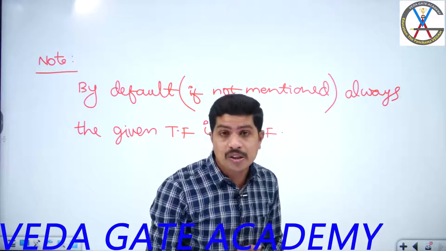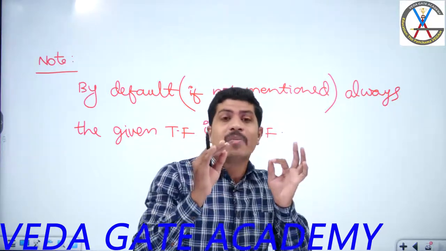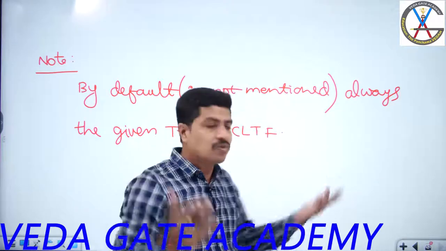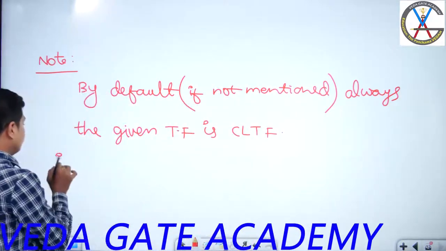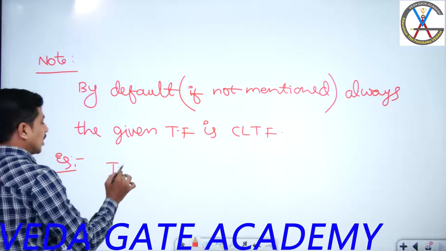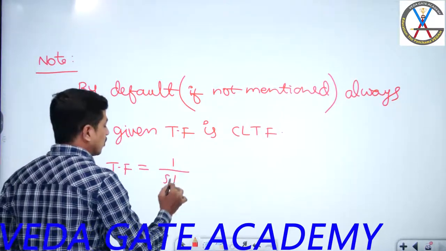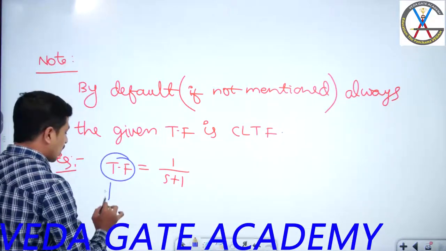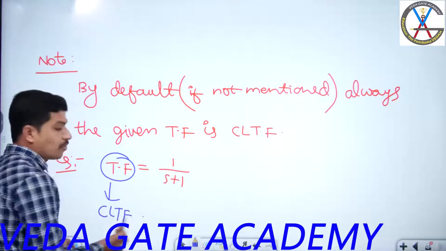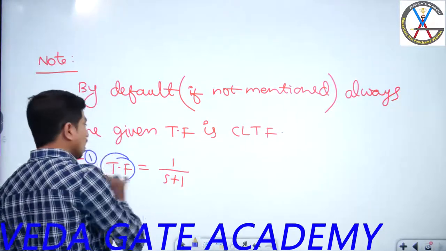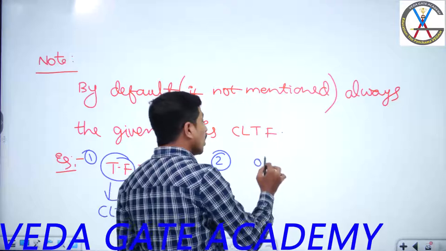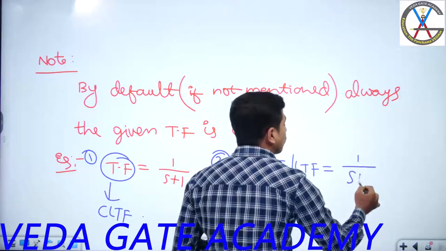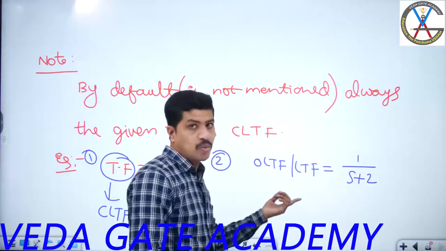If it is an open loop transfer function, the examiner will mention very clearly that it is an open loop transfer function. Example, I'm writing transfer function is equal to 1 by s plus 1. What will this be? It is not mentioned, so it is a closed loop transfer function. Example 2, let me take OLTF is equal to 1 by s plus 2. Now this is an open loop transfer function.